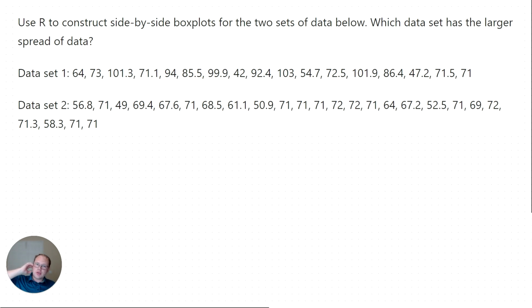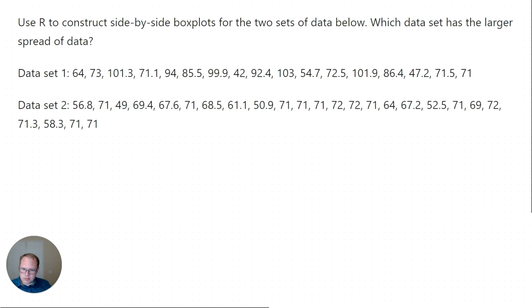Use R to construct side-by-side box plots for the 2 sets of data below. Which data set has the larger spread of data? Which data set is more spread out, in other words? Okay, so we're going to have 2 data sets. Now we can actually use the computer to construct the 2 box plots so they're side by side.